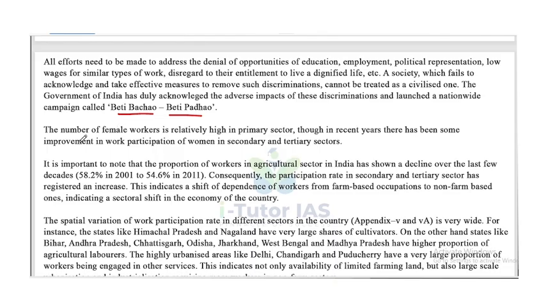The number of female workers is relatively high in the primary sector, though in recent years there has been some improvement in work participation of women in secondary and tertiary sectors. It is important to note that the proportion of workers in the agriculture sector in India has shown a decline over the last few decades, that is 58.2% in 2001 to 54.6% in 2011, almost a 4% decrease. Consequently, the participation rate in secondary and tertiary sectors has registered an increase.